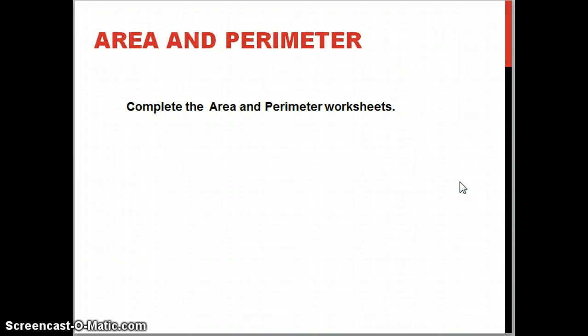So, as a review for area and perimeter, I want you to use the combined worksheet, complete that, and when you're finished, we can move on to our next topic.